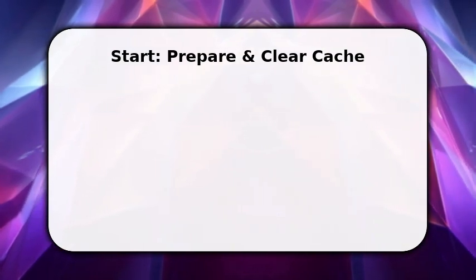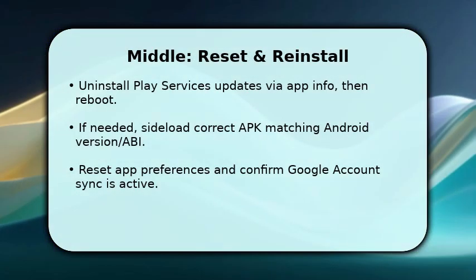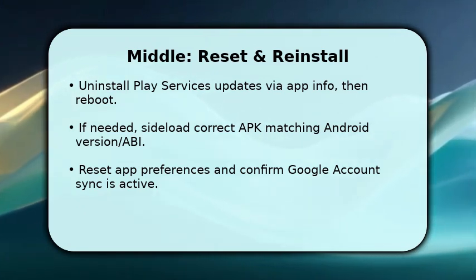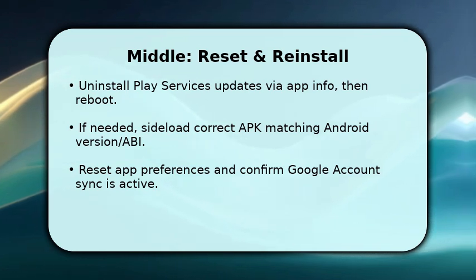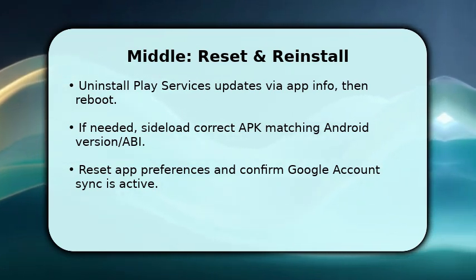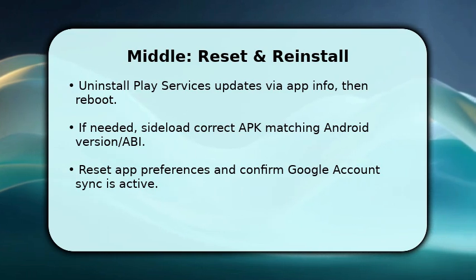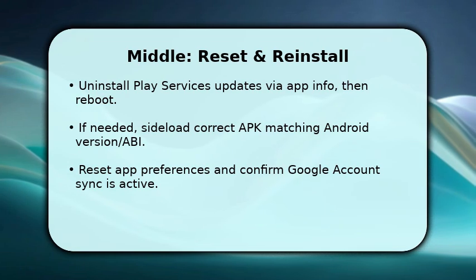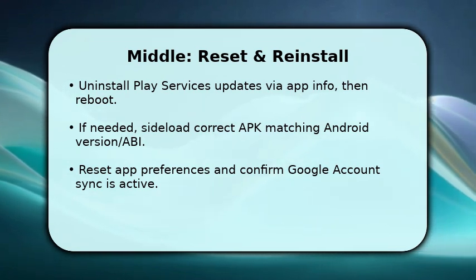Once done with cache and reboot, uninstall updates for Google Play Services from App Info to return it to factory version. This resolves many compatibility bugs. If the problem persists, download the matching APK for your Android version and device architecture and sideload it. Make sure unknown sources is allowed temporarily.